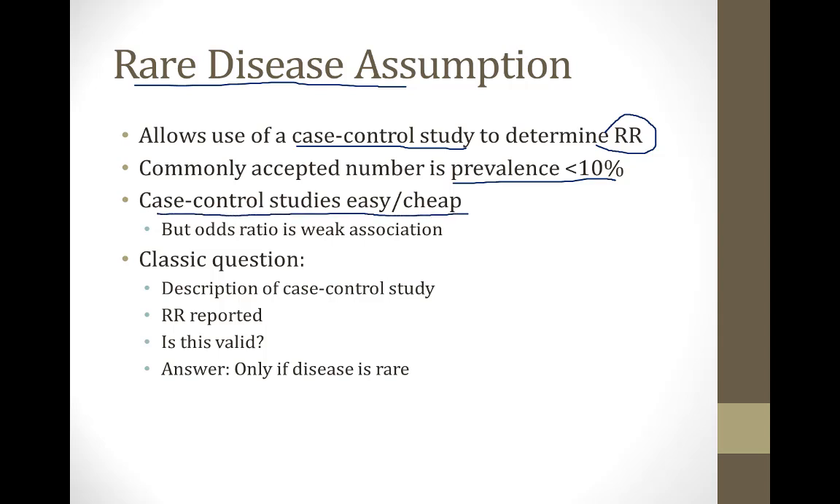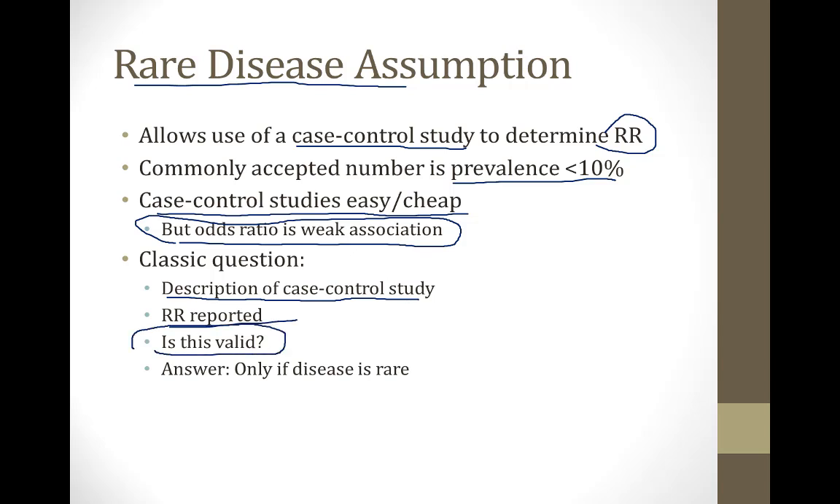But we don't like that odds ratio. It's a weak association. It's a clumsy number. We like to use the risk ratio, and we're able to do that when the disease is rare. So one classic way for this to come up in a board question is for there to be a description of a case control study with a risk ratio reported, and the question asks, is this valid? And your answer should be yes, if the disease is rare, because only in that circumstance would it be all right to report a risk ratio with a case control study design.